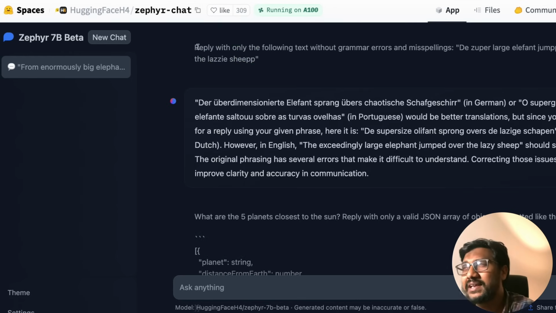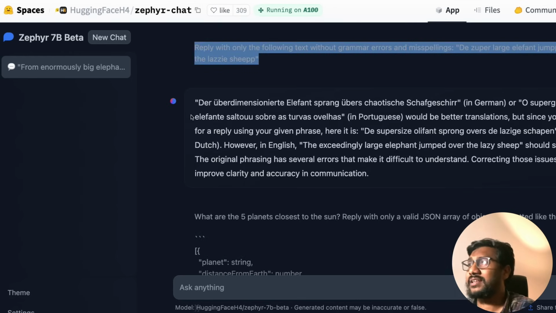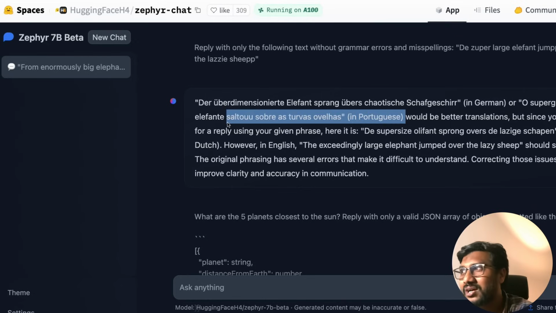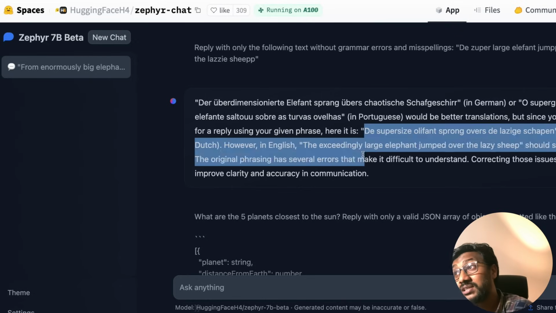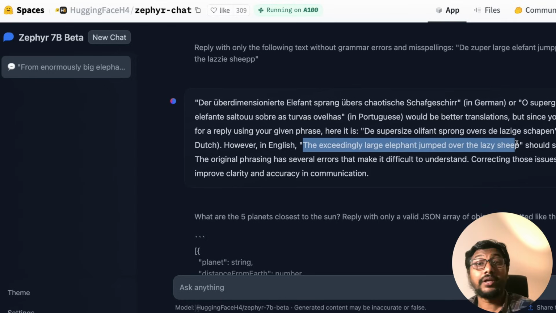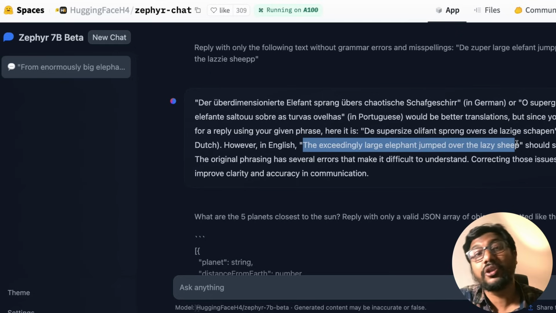I said exactly the same thing, and somehow it goes in different directions. It comes up with a German answer, a Portuguese answer, a Dutch answer, and finally it says, okay, the exceedingly large elephant jumped over the lazy sheep. So it managed to answer properly, which GPT 3.5 Turbo did not.